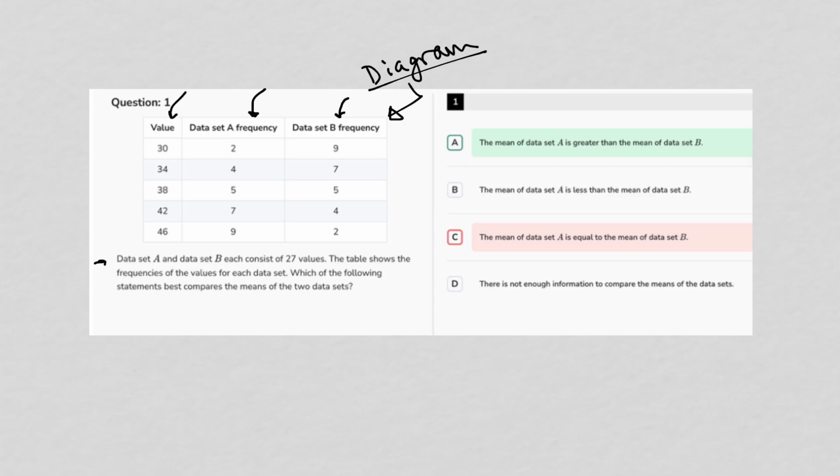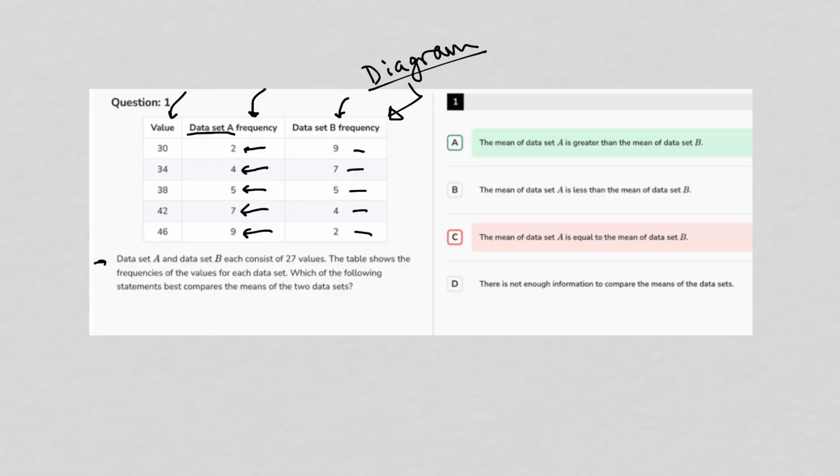All right, so let me just make sure I understand that. So data set A, that means there's 2 30s, there's 4 34s, there's 5 38s, there's 7 42s, and there's 9 46s. And altogether, that should add up to 27 total values. The same for data set B, there's 9 30s, 7 34s, 5 38s, 4 42s, and 2 46s that make up that data set, which should also consist of 27 total values.